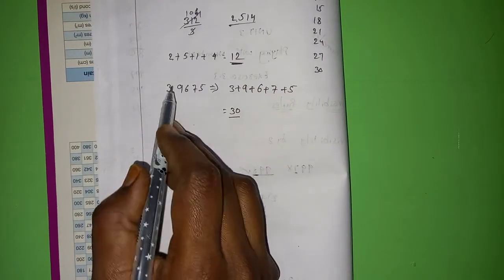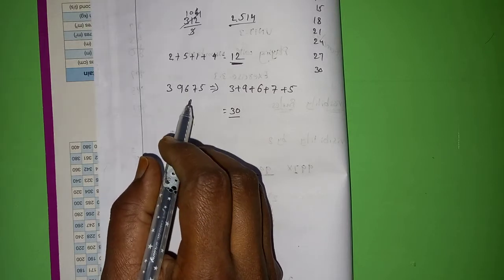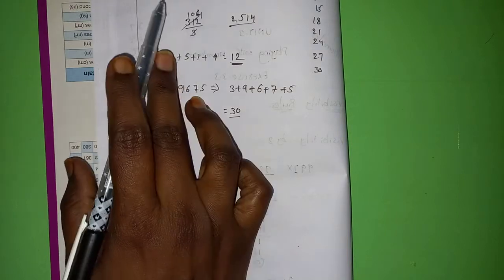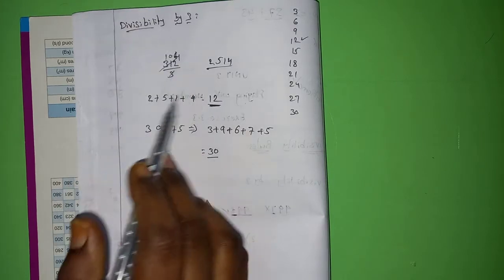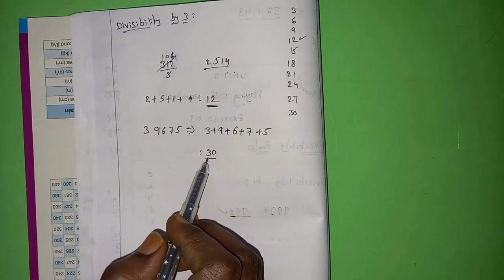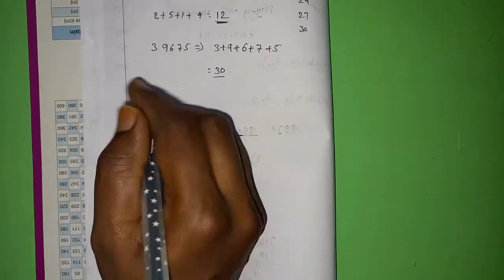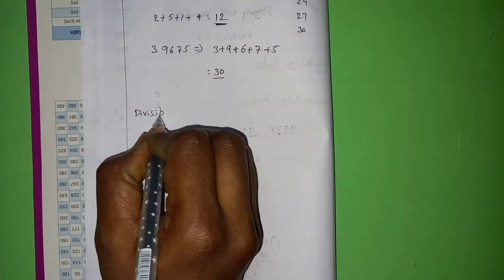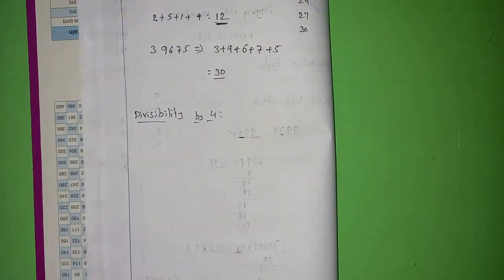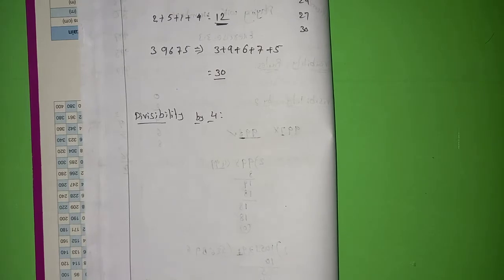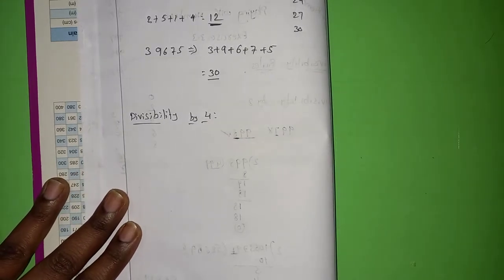Understand? For divisibility by 3, you add all the digits, and if the sum is divisible by 3, then the total number is divisible by 3. Next. Divisibility by 4. You already understand, if it is an even number, it is divisible by 2. If the sum is divisible by 3, then the number is divisible by 3.